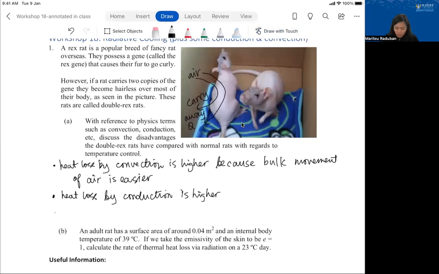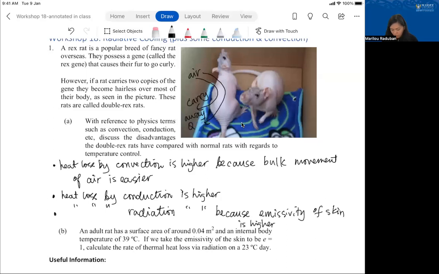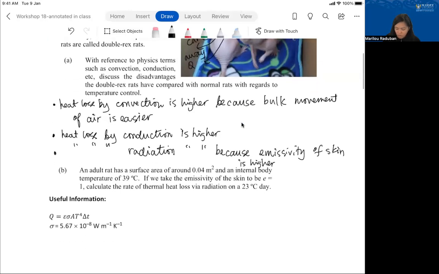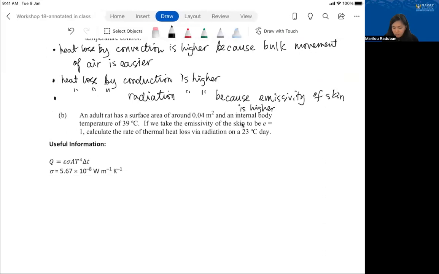Heat loss by radiation will also be higher when you have bald skin, just bare skin. So the emission by radiation can occur easily from the skin. Emissivity of the skin is also higher compared to the emissivity of fur. So maybe that's the main reason, because emissivity of skin is higher without the fur. So those are some explanations for the disadvantages of the bare skin compared to when you have fur covering the skin.